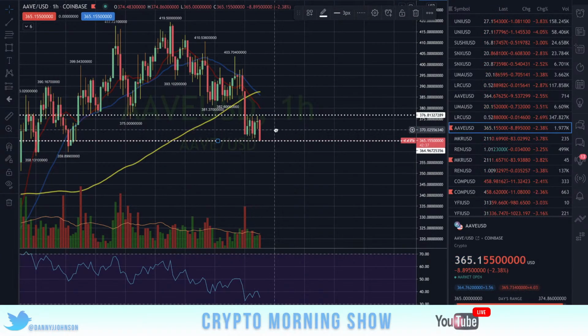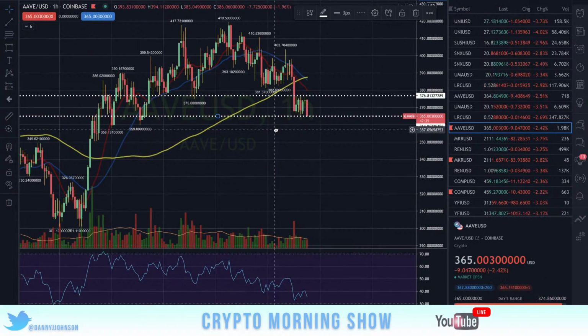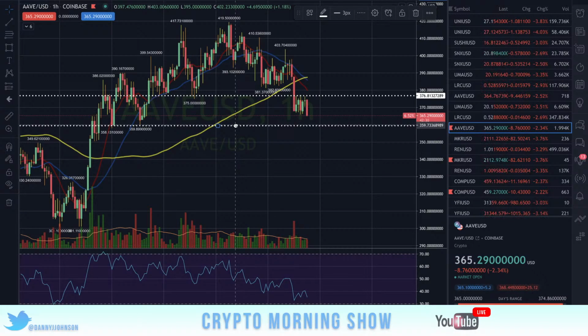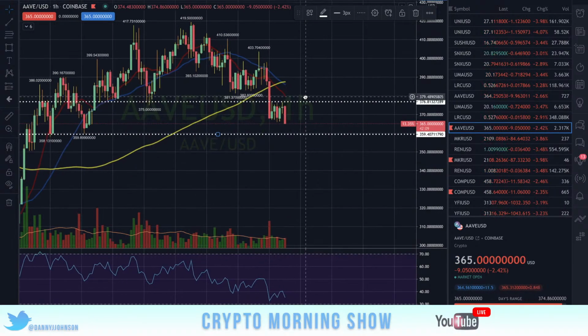It's still banging around. So we're looking for that support to hold down here at the, what is that, the 359.73 USD. So it may taper off into there. And we'll leave our resistance there at the 376.81 because that's been pretty much a good indicator of trying to get through there.